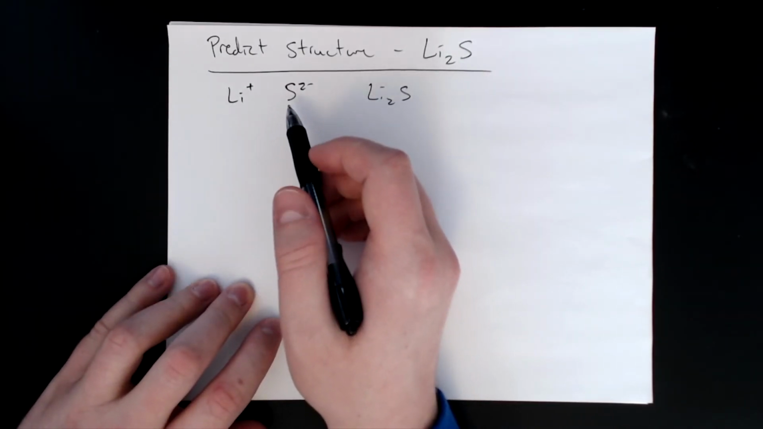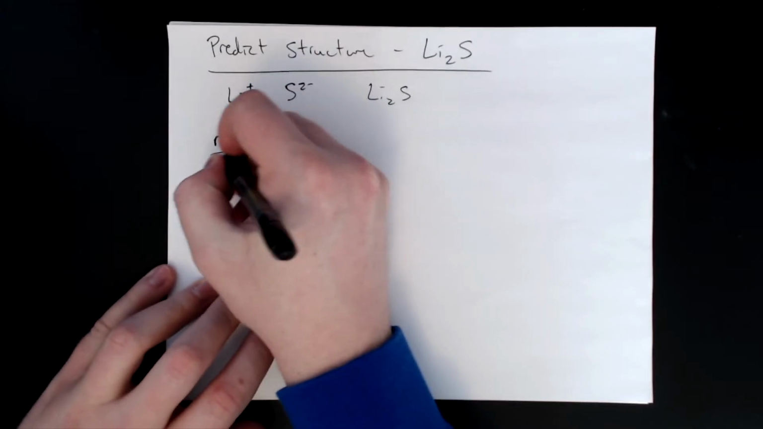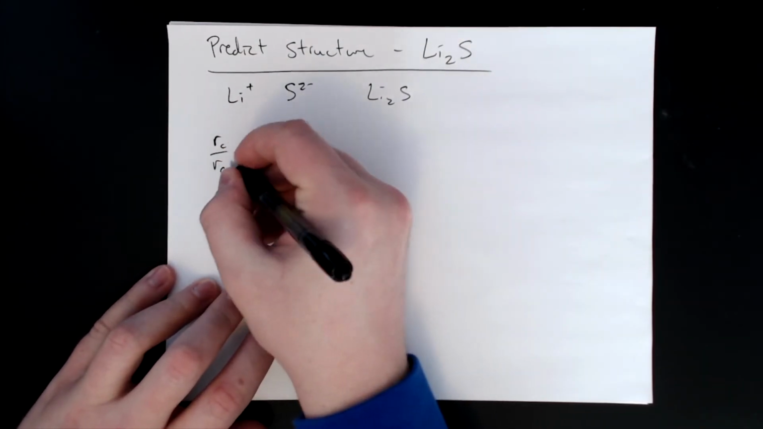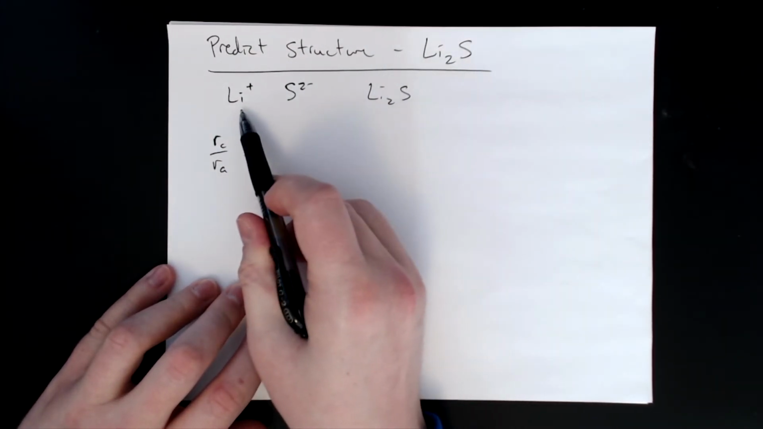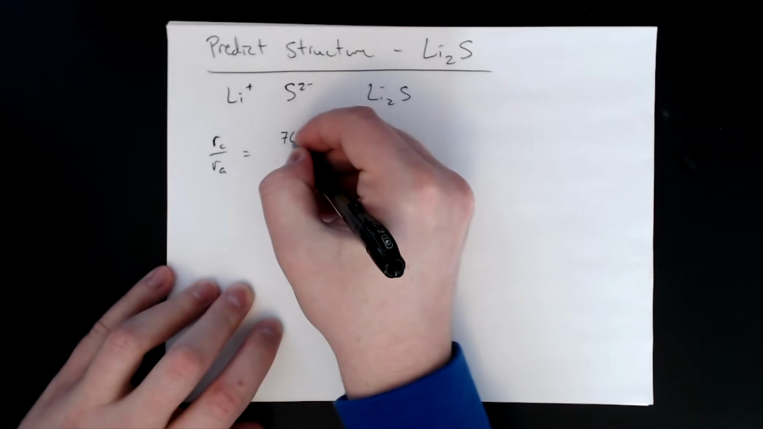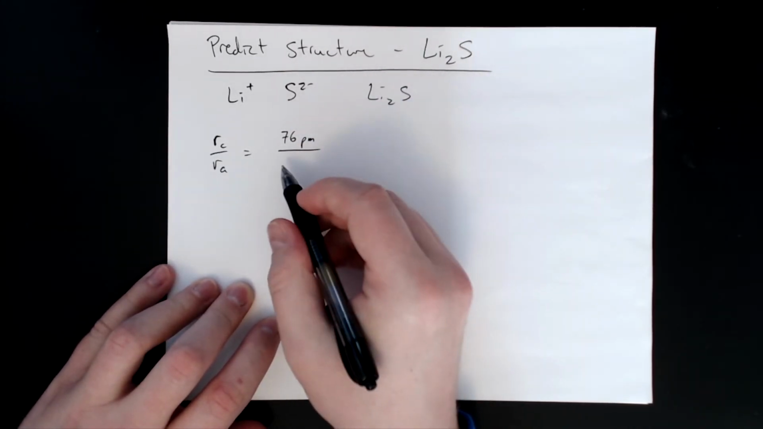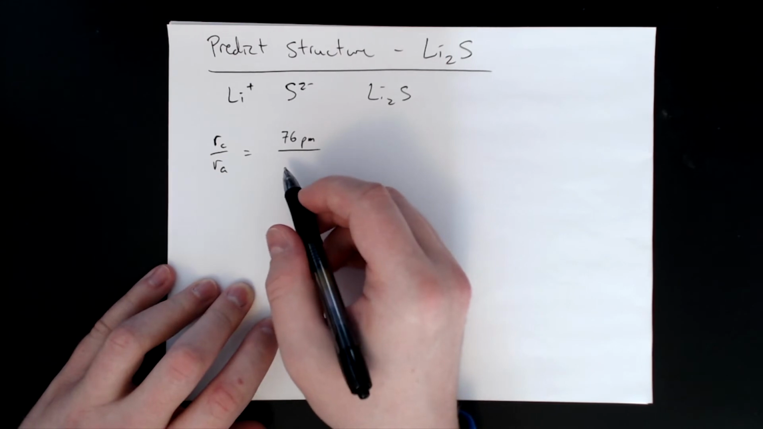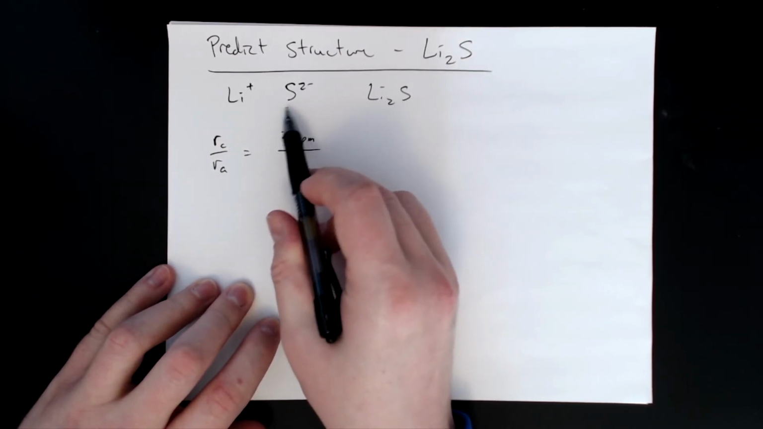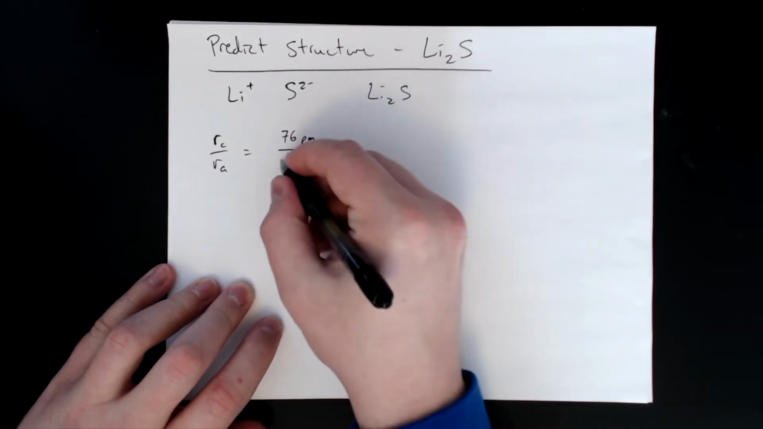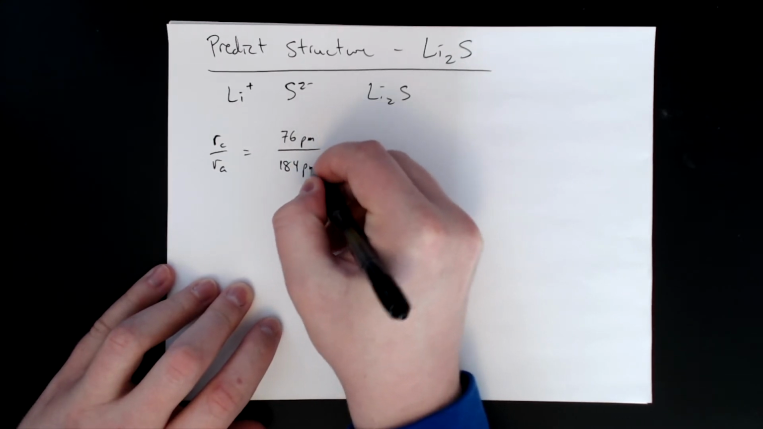So the first thing I want to do, though, is get the radius ratio. I'm going to look for the cation. So back on the chart, the value for lithium plus was 76, and this was in picometers. So as long as we're consistent, it doesn't matter. And then same going back into the chart for sulfide, it's 184 picometers.